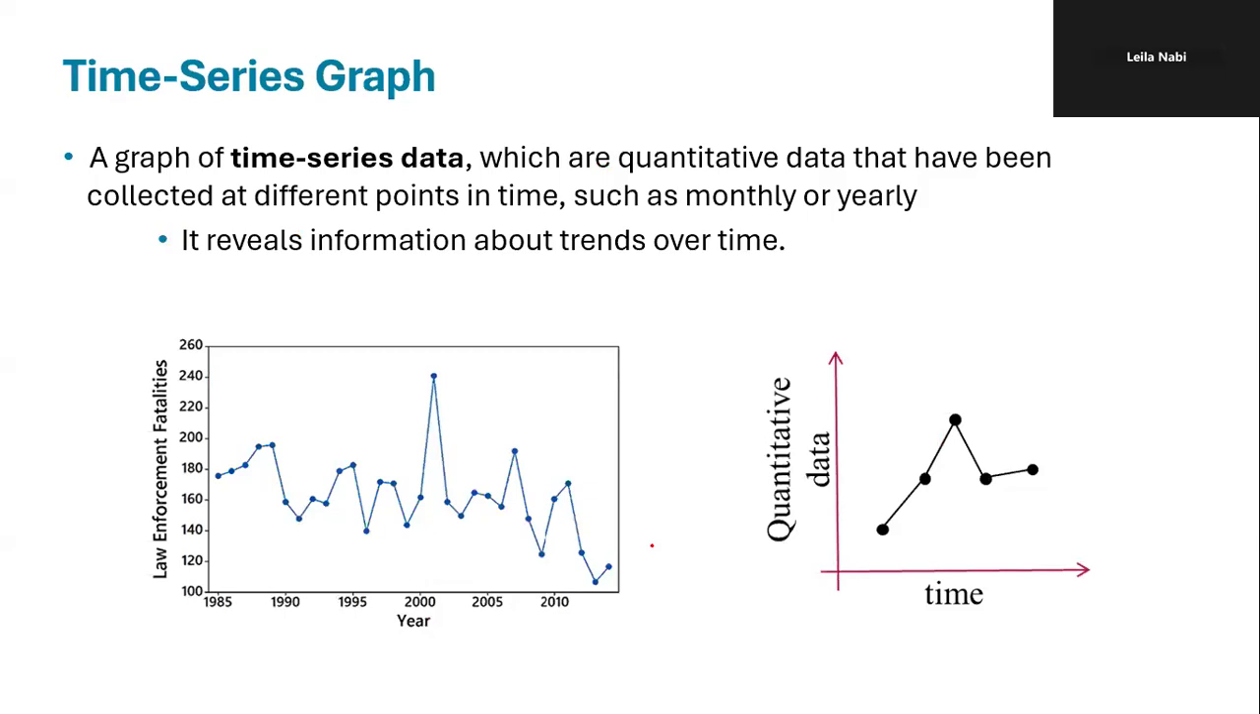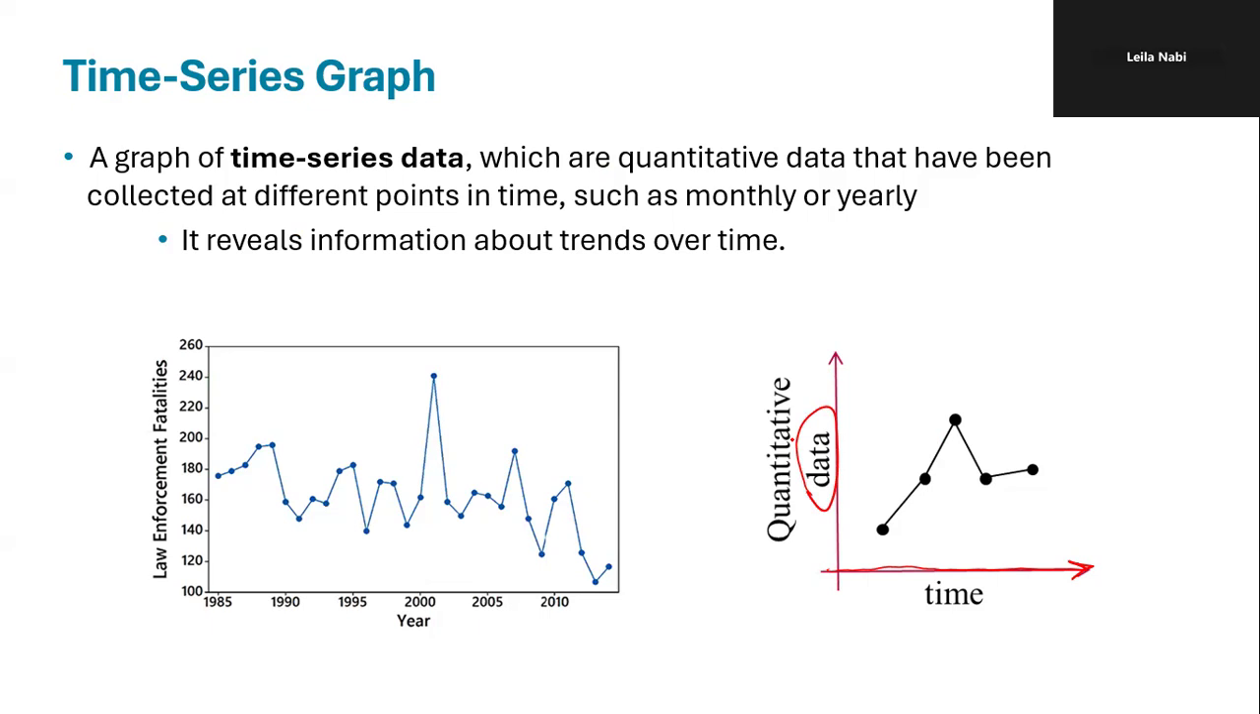The next graph is the time series graph. A time series graph, as I said, is a type of line graph, but the only difference is that the time series graph shows the changes over time. So the horizontal axis always shows the time and the vertical axis shows the data, because we want to see the data over time.